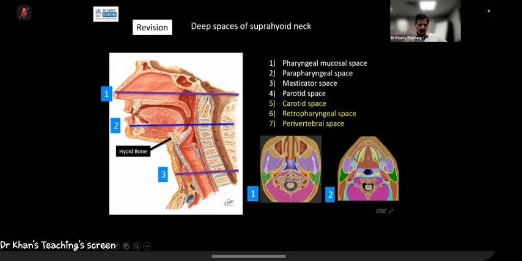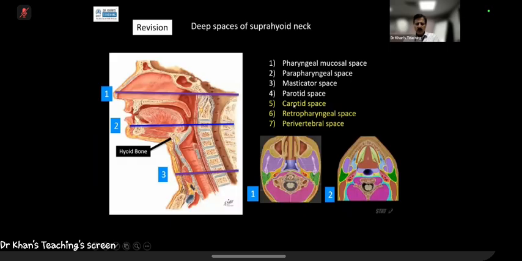Now, if you see here, this is a sagittal midline diagram of a human body, and you can see that the hyoid bone is here. From here to here is the suprahyoid neck, and this is the infrahyoid neck. The suprahyoid neck is divided into all of these spaces, which include pharyngeal mucosal space, parapharyngeal space, masticator space, parotid space, carotid space, retropharyngeal space, and perivertebral space. Masticator and parotid space we have already covered in the previous session.